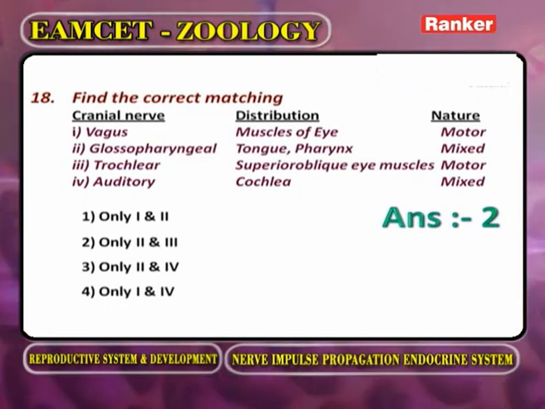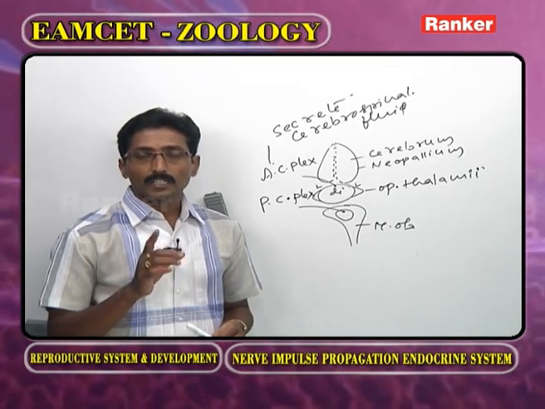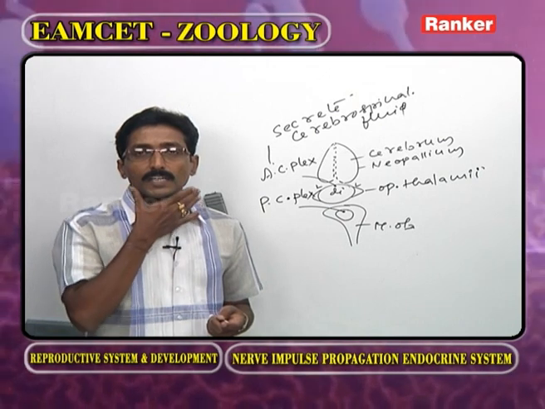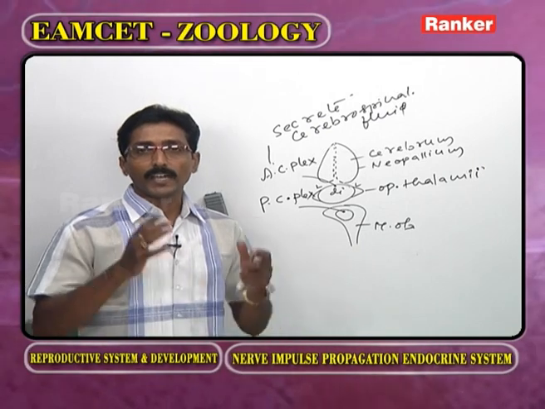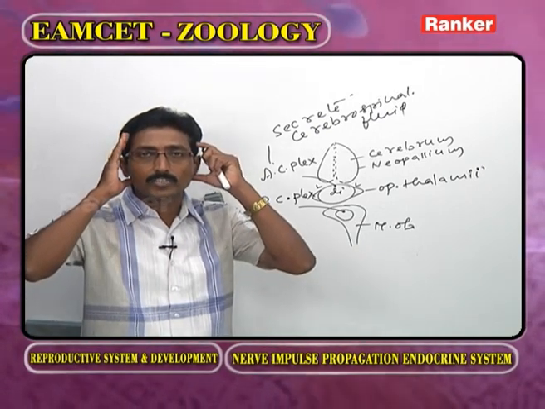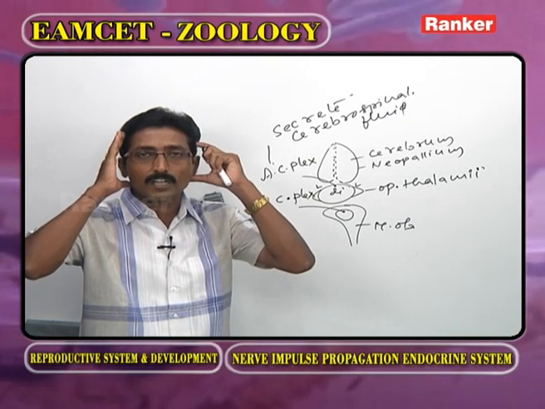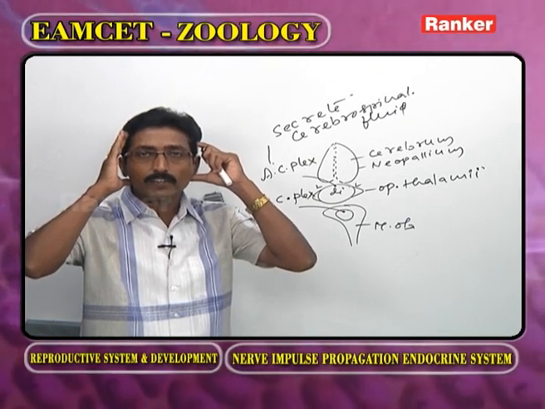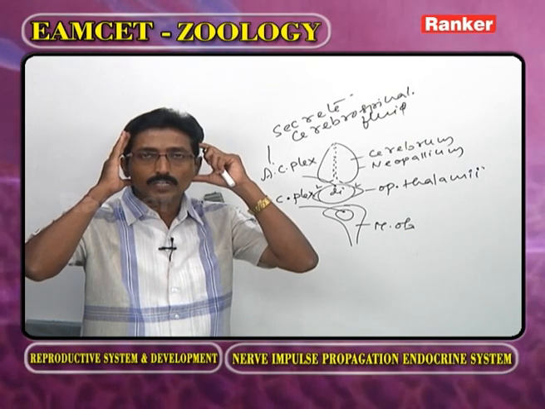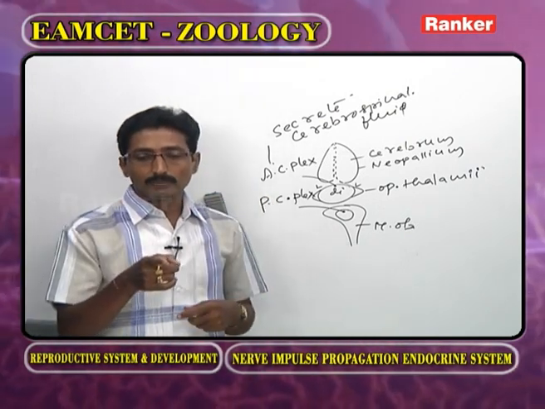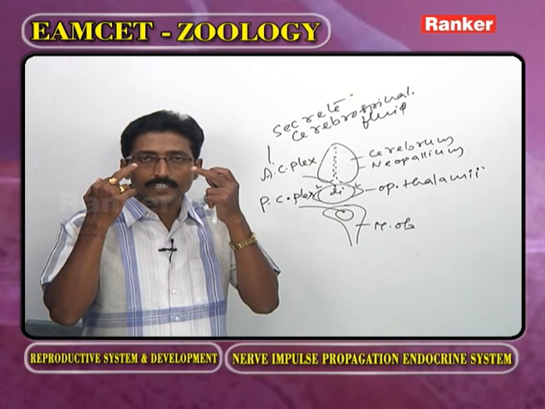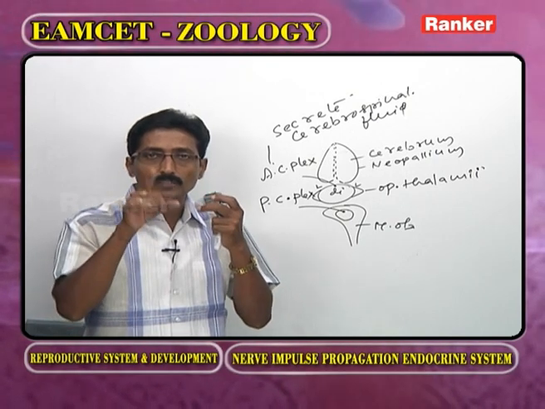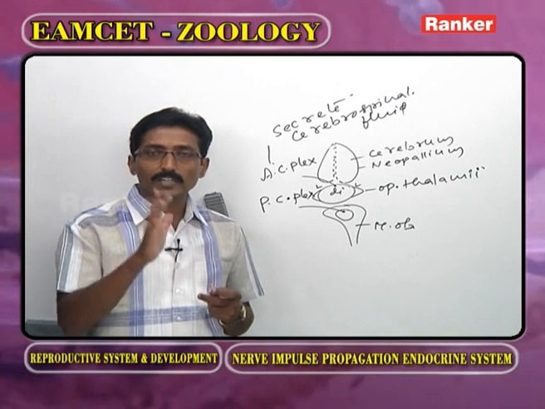Now distribution. Vagus supplied to muscles of eye. Now, as we observe, the vagus supplies branches to the parts behind the head. The vagus does not give any branch to the head. But here, vagus to muscles of eye. Eyes are present in the head region. Vagus does not give any branch to the head region. So the first statement is wrong.